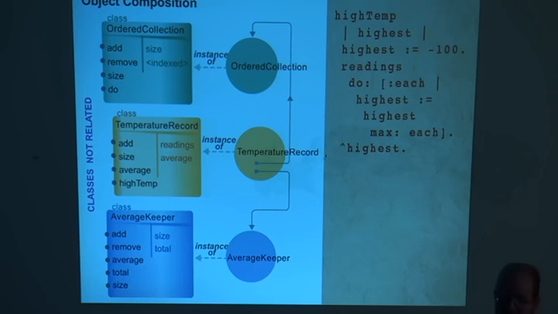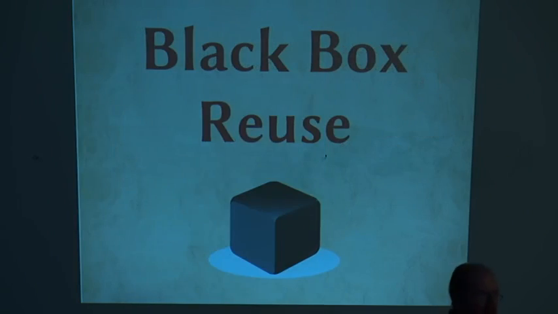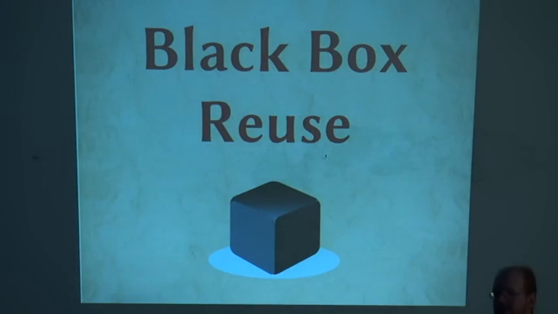One of the features of this is that when you use object composition, you're just holding pointers to these objects and sending messages to them. This temperature record object has methods that have no way of accessing any of the internal state of these average keepers. So these instance variables here, they're not accessible to the methods defined in the temperature record. This is what's called black box reuse, because it's a black box. You can't see what's inside. You just send messages to it and interact with it that way.